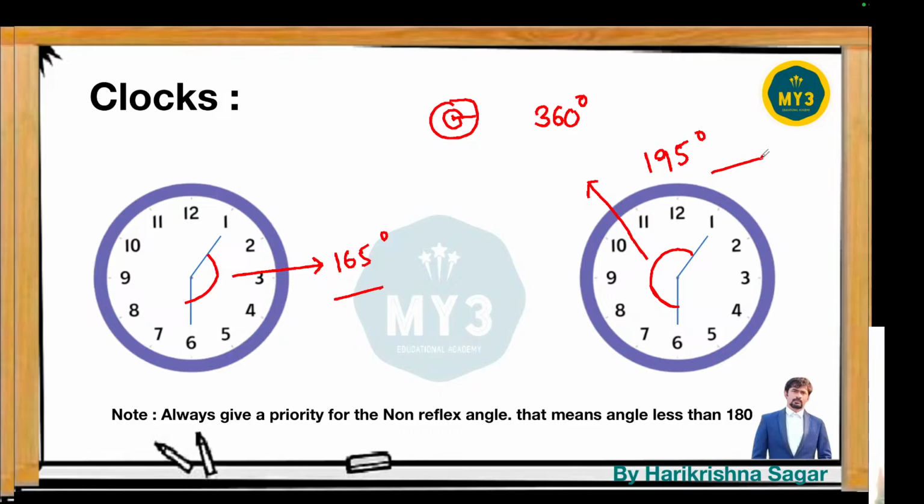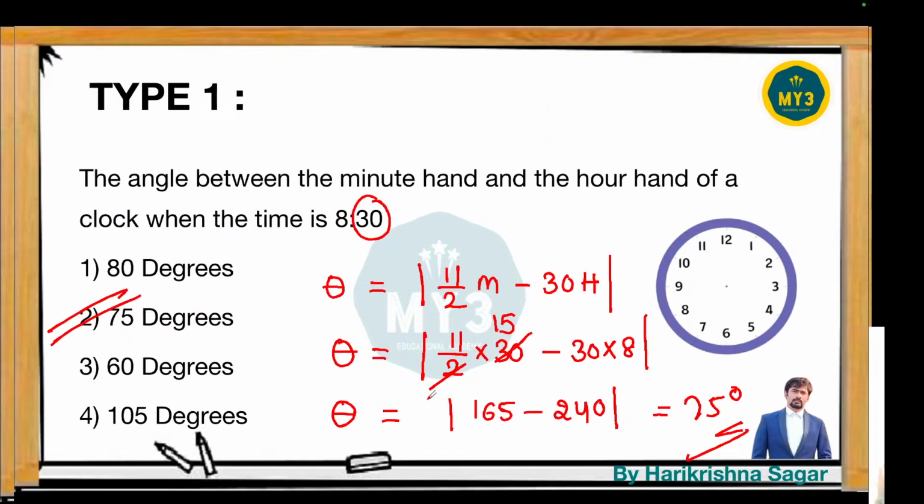Sir, then which one should we give more priority? We have to give priority to the non-reflex angle. Non-reflex angle means the angle which is less than 180 degrees. Mostly they will be giving this, but for example, after using this formula you got the answer 195, and if you find that option is not available, don't think that you are wrong. Be confident: you got 195, you just subtract it from 360 and you will get the other angle, and take that angle.